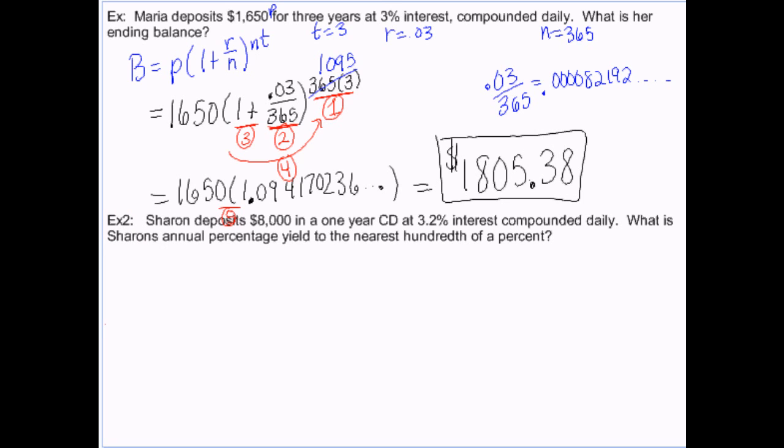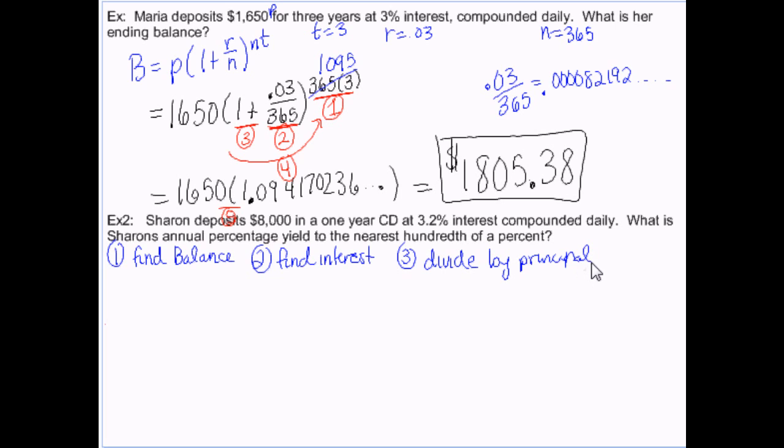Sharon's going to deposit $8,000 in a 1-year CD at 3.2% interest compounded daily, and we want to figure out her percentage yield. Okay, so to figure out percentage yield, our first step is to find the balance, and then from there we find the interest, and then we divide by the principal, and that equals the yield.